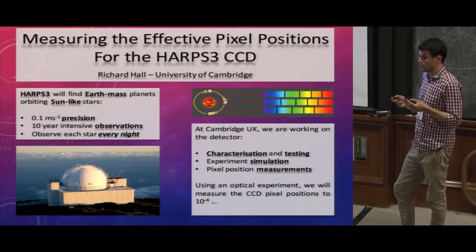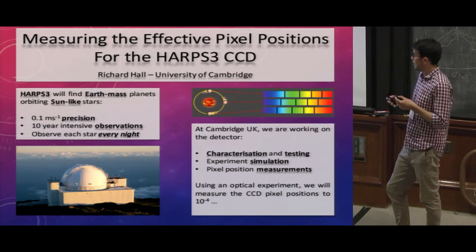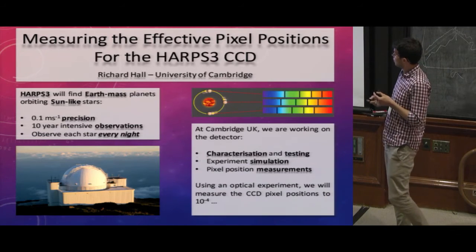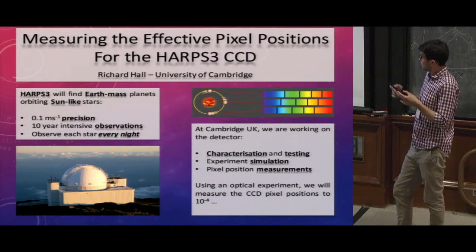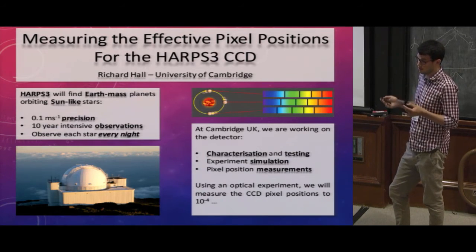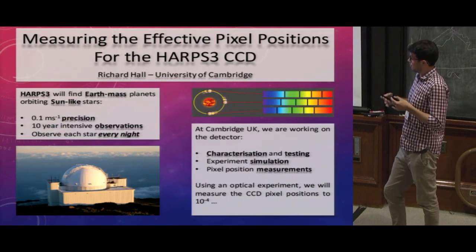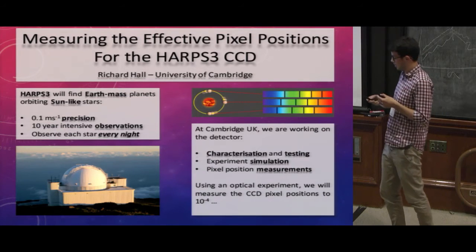However, at some point, we're going to actually encounter the errors in the silicon structure of the CCD itself. So at Cambridge, we're going to build, or we are building, an experiment to detect and measure these defects in the silicon, which will then help us to achieve 10 centimeters per second resolution.